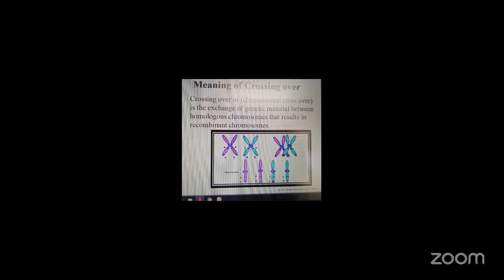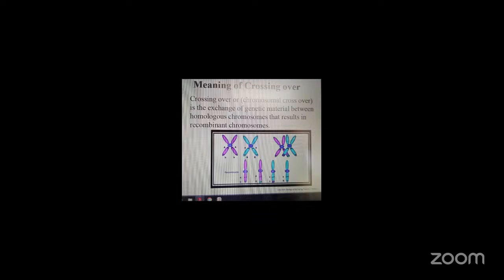So here are the types of crossing over. Mainly two types of crossing over are identified: somatic or mitotic crossing over, and germinal or meiotic crossing over. Meiotic crossing over is again divided into two types: equal crossing over and unequal crossing over.